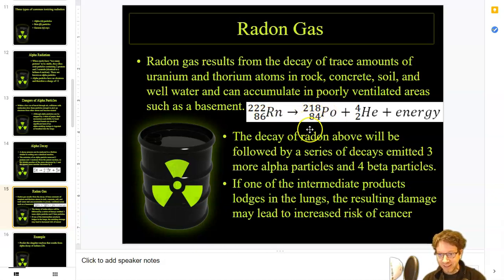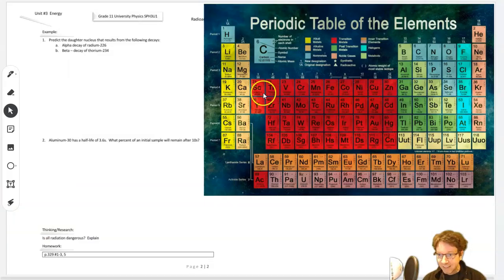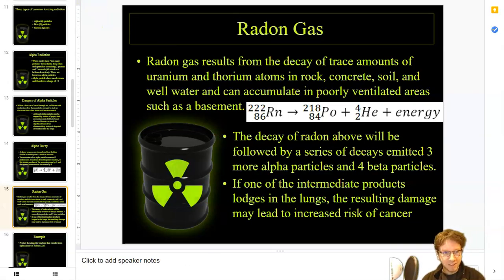So how do we know that it's polonium? Well, we look at a periodic table. Okay, and where is radon? Right there. There's radon, and if we subtract 2 from the atomic number, it becomes 84, and the element that's 84 is right there. So that's where we get that number from.